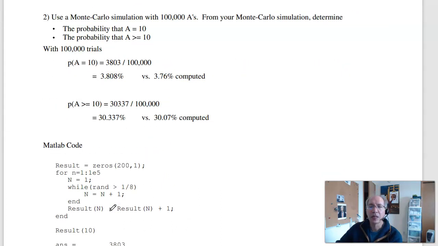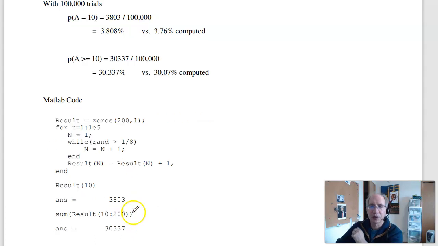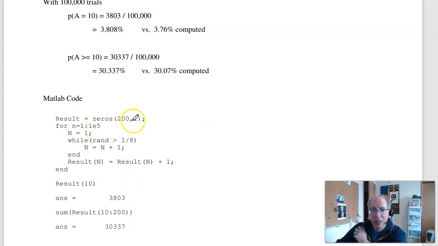Problem 2 is use a Monte Carlo simulation with 100,000 A's. And repeat. So here's what the code looks like. I'm going to start out with 0 events. I'm going to repeat 100,000 times, starting at 1. I'll keep on rolling the dice until I get a 1 on an 8-sided die, or as long as the probability is bigger than 1/8, keep rolling. As soon as it's less than 1/8, I kick out. When I do that, n is the number of rolls it took. Add 1 to that counter and repeat.